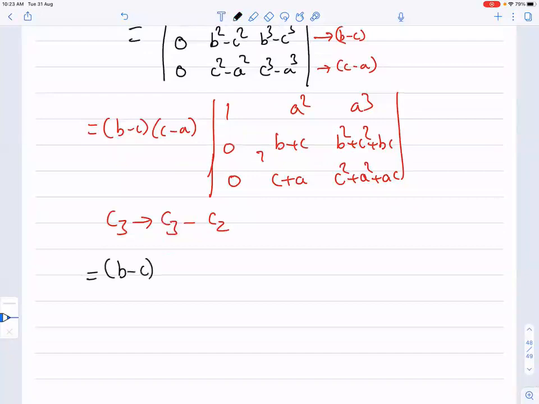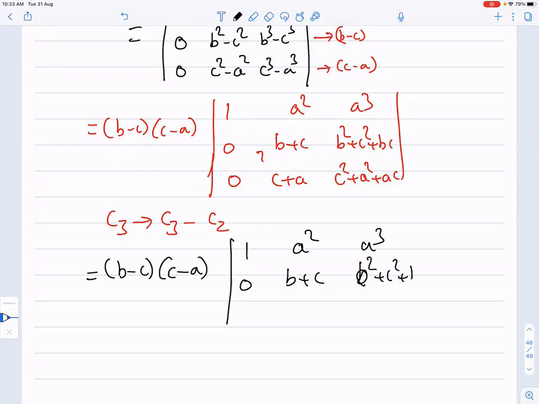B minus C, C minus A, 1, A square, A cube, 0, B plus C, C2 we are not changing, B square plus C square plus BC. From this I am subtracting 0 minus 0, C cancels, I am going to get A minus B out. From here what will I get? If I subtract these two, see C square cuts. I am going to get A square minus B square, and from these two I can take C common, A minus B. Any doubt in this, students?